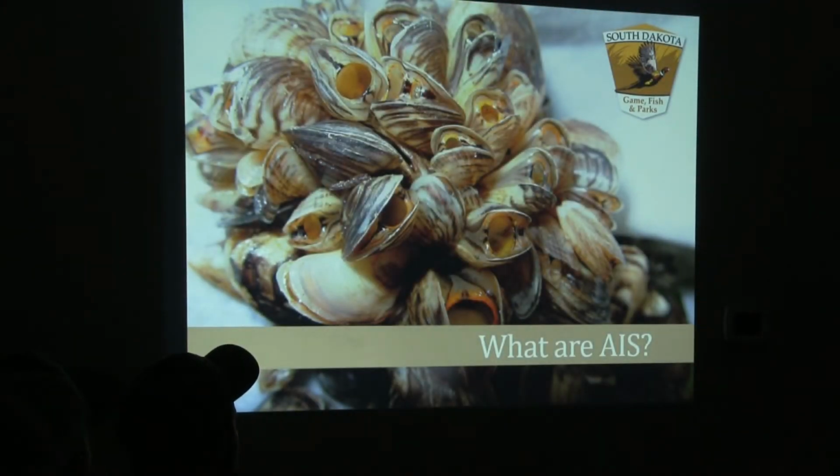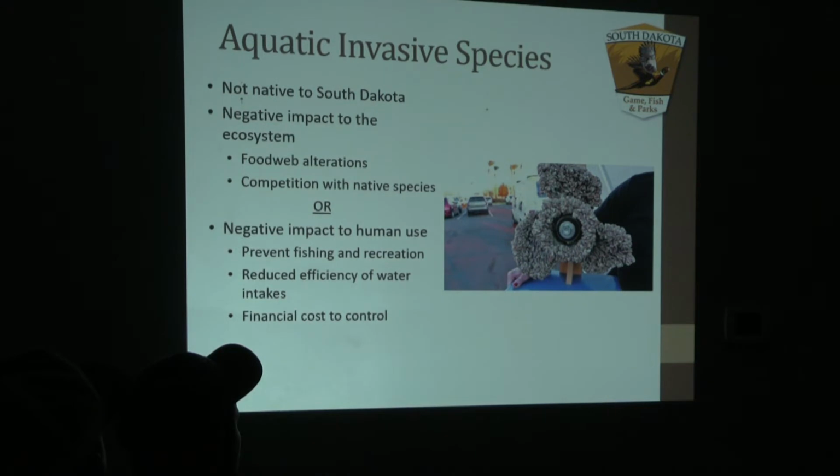All right, so let's get into it. What is AIS? In order for something to be an aquatic invasive species, it has to be non-native to South Dakota. It has to have a negative impact to the ecosystem, and that could be through food web alterations. With zebra mussels, that would be looking at filtering out our water and moving a lot of the nutrients into the benthic area or the lake floor, or having competition with our native species.